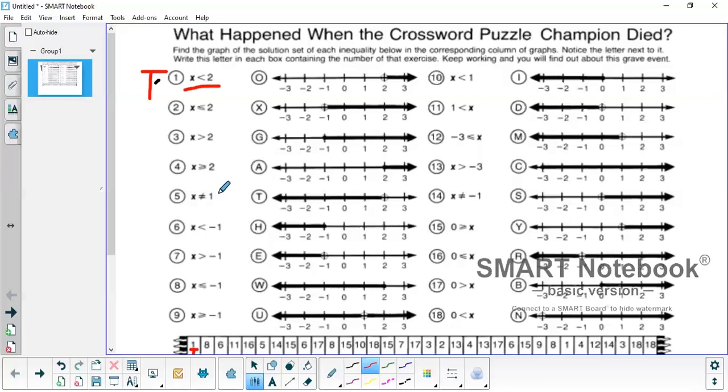Now let's have number 5. Look at number 5. So x is not equal to 1. If you say not equal, that means everything is shaded except for 1. So it should be an open point at 1, with arrows going to the left and to the right. Find the graph that has arrows pointing left and right, but it should be open only at 1. Did you find it? Okay, what letter is that? U, and that's right. So that's what you're going to do if you have not equal to. Okay, you got it?